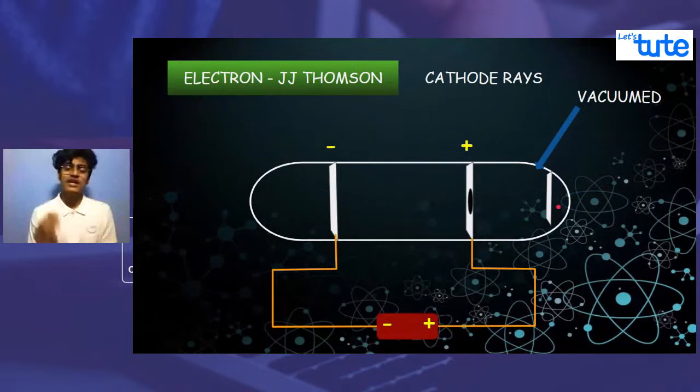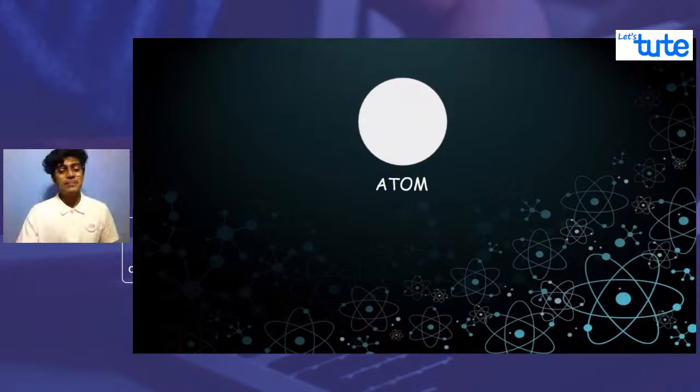But he was confused about what the charge of this particle is. So he performed certain more experiments. He passed some electrical fields around it, and he got to know that these charged particles are actually negatively charged particles, and he named them electrons. So atom contains electrons in them.